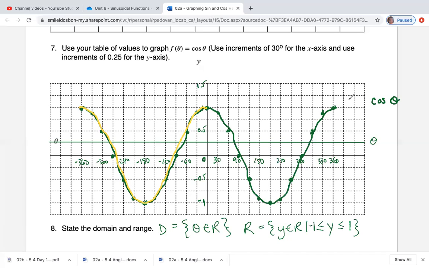And then state the following for cos of theta. State the period. So that would be part A here.